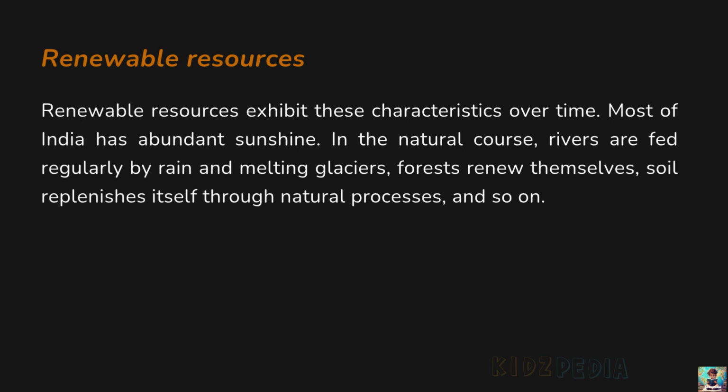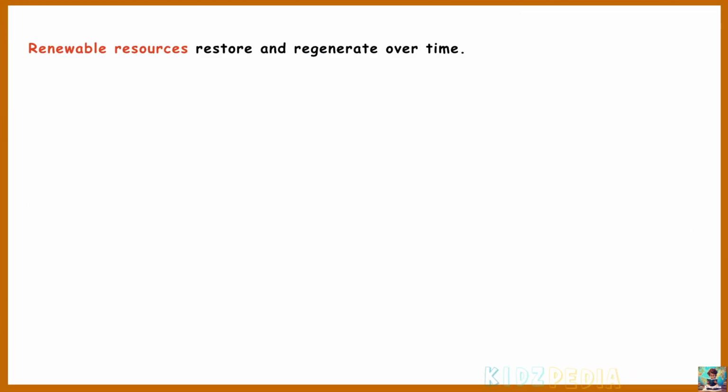Renewable resources exhibit these characteristics over time. Most of India has abundant sunshine. In the natural course, rivers are fed regularly by rain and melting glaciers. Forests renew themselves, soil replenishes itself through natural processes, and so on. So, renewable resources are those that can renew themselves over time. They follow nature's principles of restoration and regeneration.